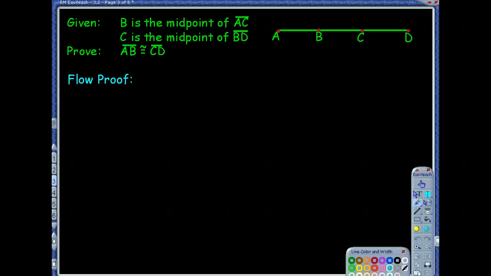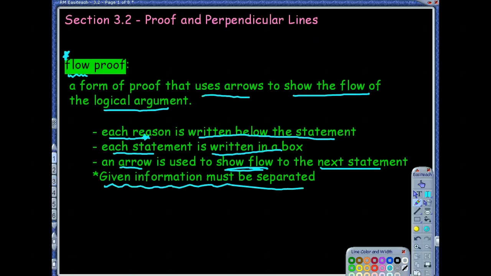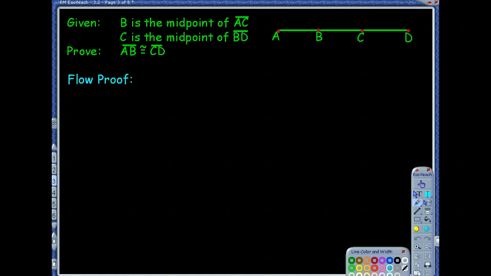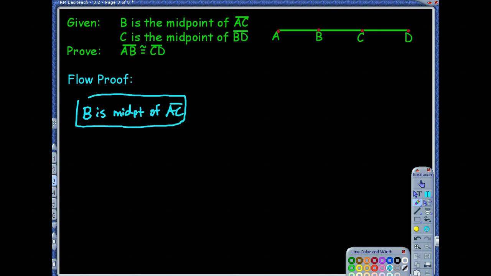You always start with the given, of course. With a flow proof, each statement is written in a box. So I'm going to take each of my statements. One of the first statements I see is B is the midpoint of segment AC, abbreviated, and I'm going to put it in a little box. Underneath it, I'm going to put the reason, which is Given. Notice I didn't put the other part of the given in the same box. Each given needs to be separated.